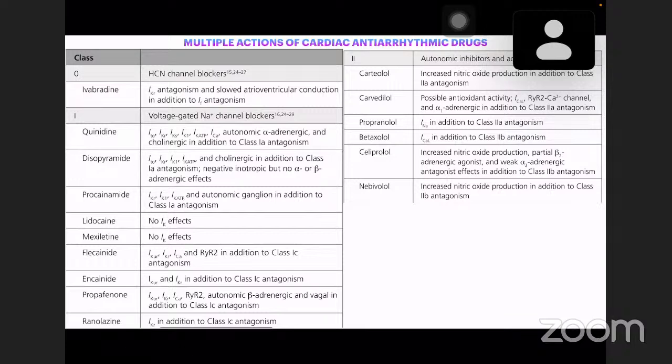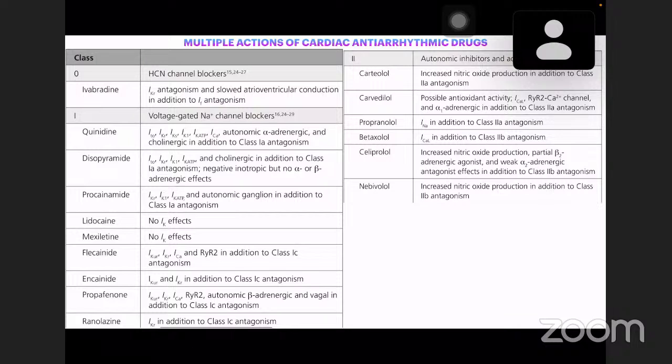Coming to quinidine, it acts on multiple inflows of the potassium: ATP-sensitive potassium, slow, rapid, and intermediate currents, and also on the transient current. It also acts on the alpha-adrenergic and cholinergic actions, in addition to class 1A antagonism.